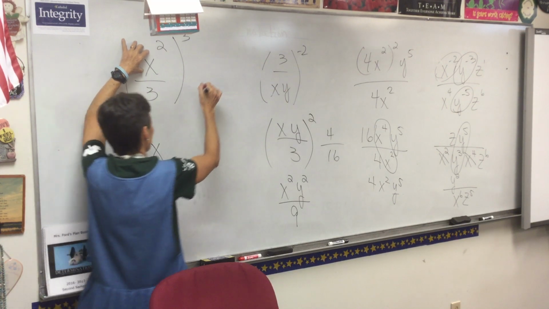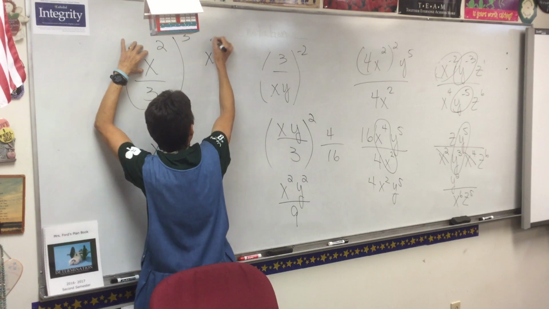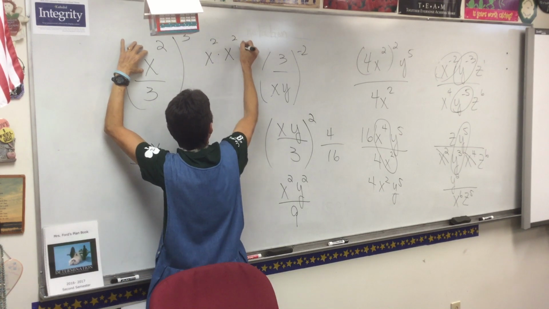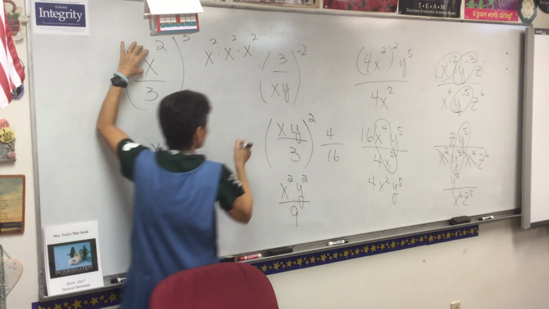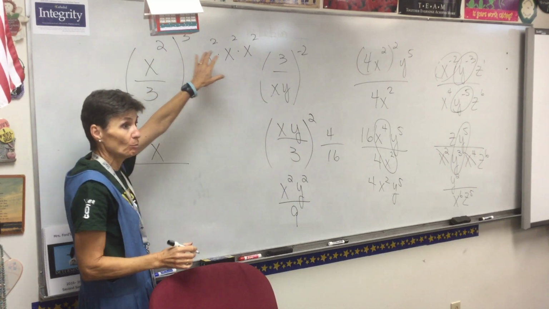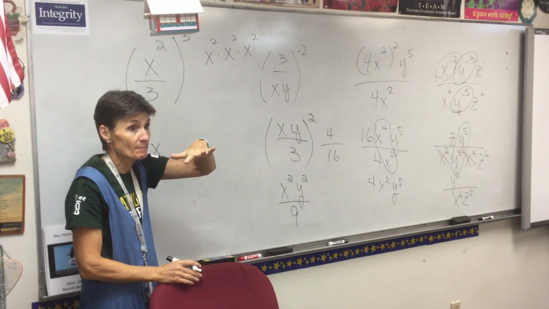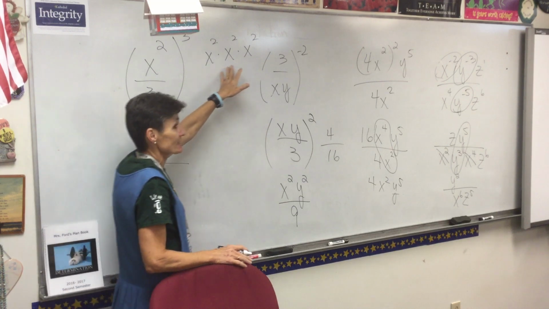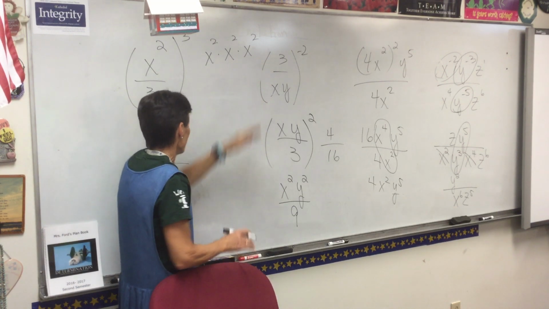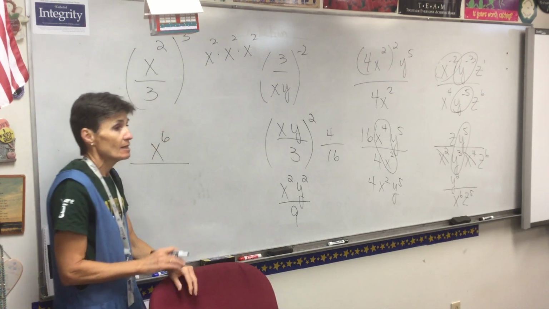16. Want you to think about it, kids. It's x squared times x squared times x squared. Isn't that what we're doing when we cube? We multiply it times itself 3 times? Yeah. Now how many x's is that all together? That's x to the 6.